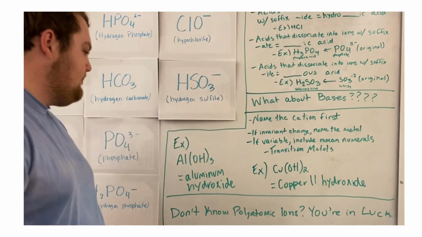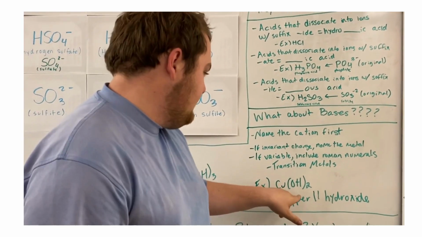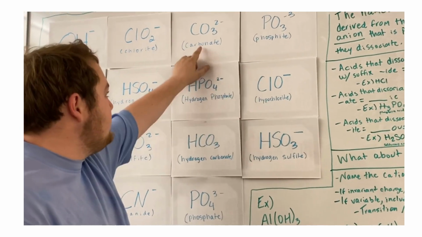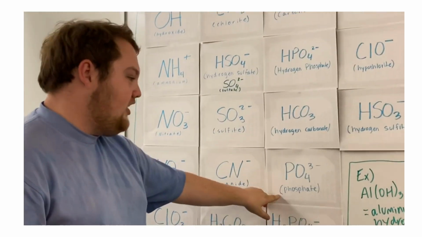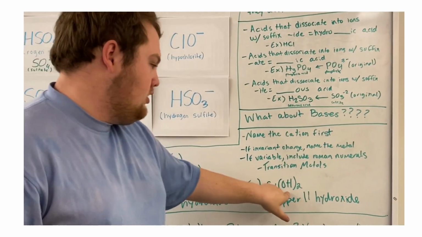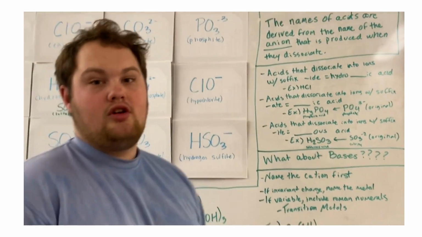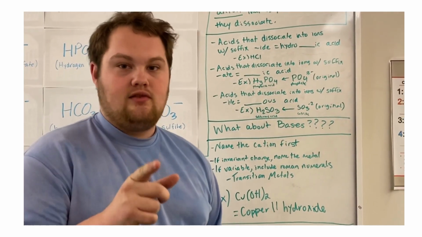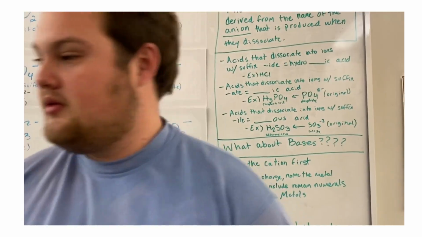If you're like, well, how do I know that this is hydroxide? How do I know that this is hypochlorite, or this is carbonate, or this is phosphate? If you have no idea what these are, it's very important to learn those. But if you're kind of questioning it, I have a really good guide for you. So let's go.